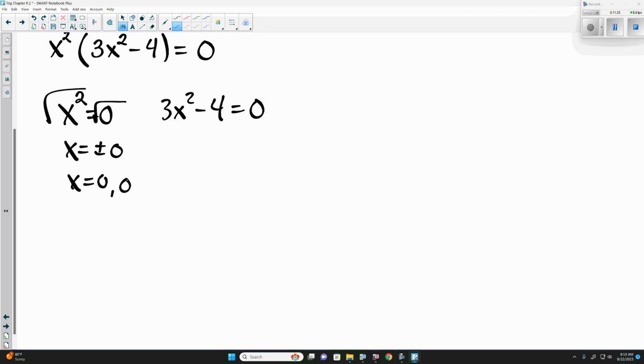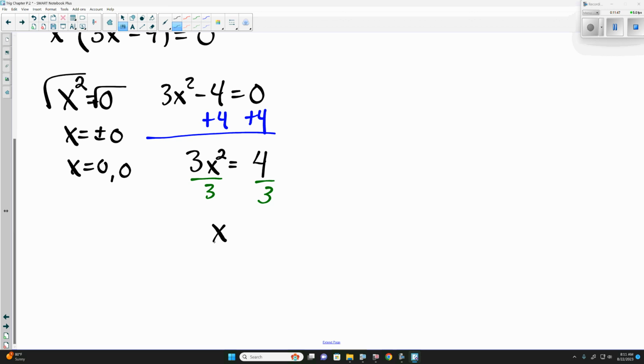Same thing. Here we can solve by first adding 4 to both sides, telling us 3x squared is equal to 4. Next thing we'll need to do is divide by 3, telling us that x squared is equal to 4/3. And last but not least, we're going to square root both sides, telling us x is equal to plus or minus.